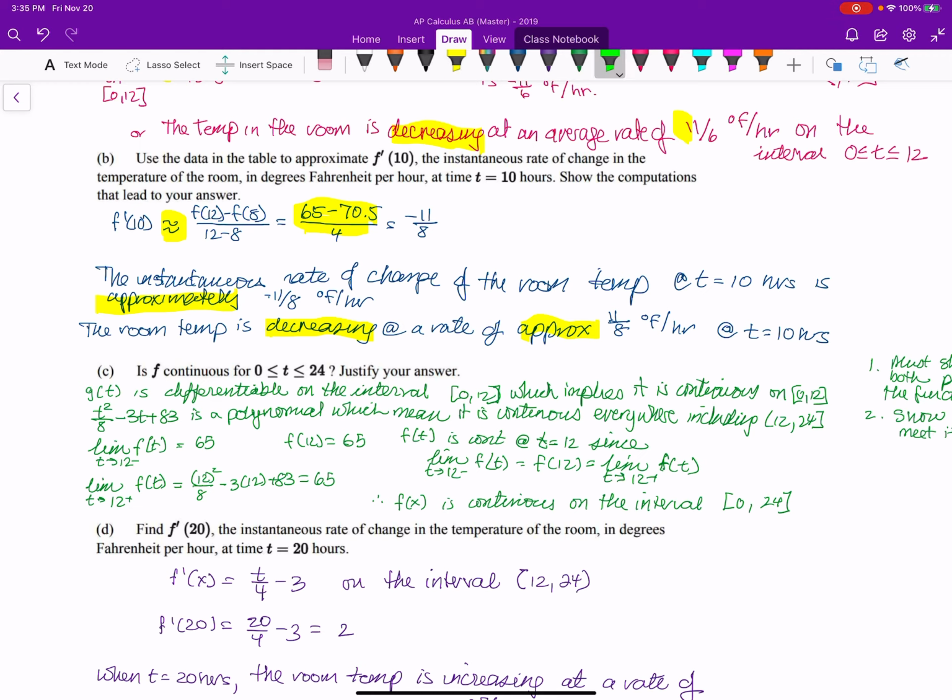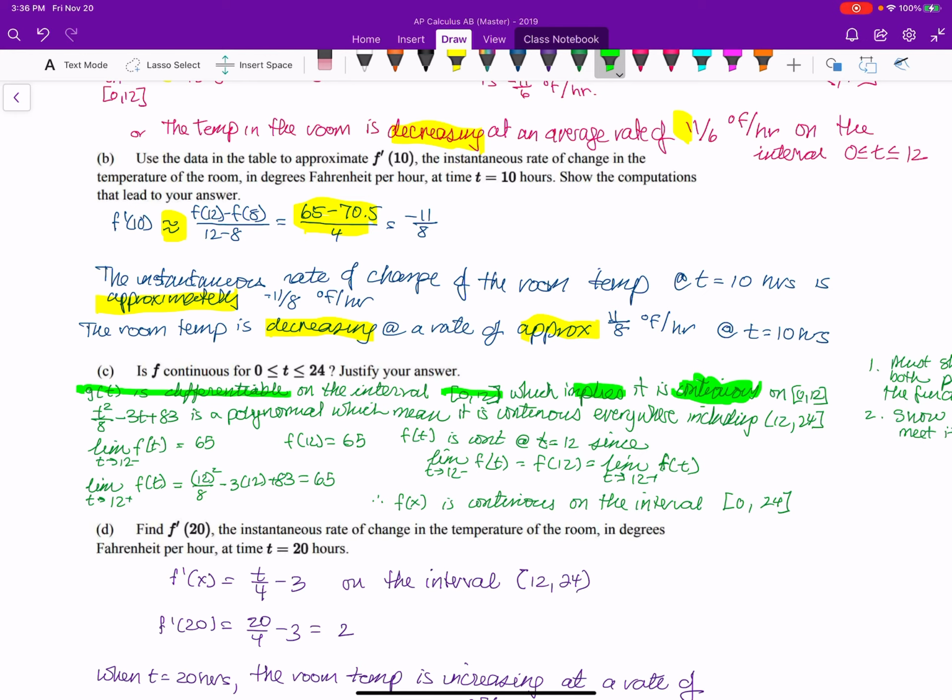So you have to mention that g of x is differentiable on the interval from 0 to 12, which implies that it is continuous. I'm reading this because my handwriting is so bad. So that needs to be part of it. The second portion, from 12 to 24, we know is continuous because that piece is a polynomial, and all polynomials are continuous everywhere, so it's also continuous on that interval. So now that we've established that the 2 pieces are continuous, then we have to show where they meet. Are they continuous where they meet?